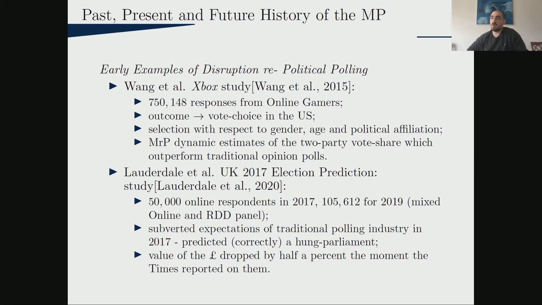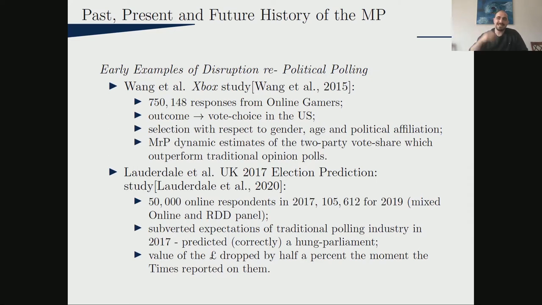a massive sample from online Xbox gamers. So these are people that play Call of Duty, for example, and surveyed them in the same way that you would survey a representative population. And what it turned out was that after you apply regression and post-stratification, you obtain dynamic estimates of the two-party vote share, which outperform traditional polls in the 2012 election. And this is despite enormous selection effects, mostly male, mostly young, much more third-party voters like libertarians and so on and so forth.